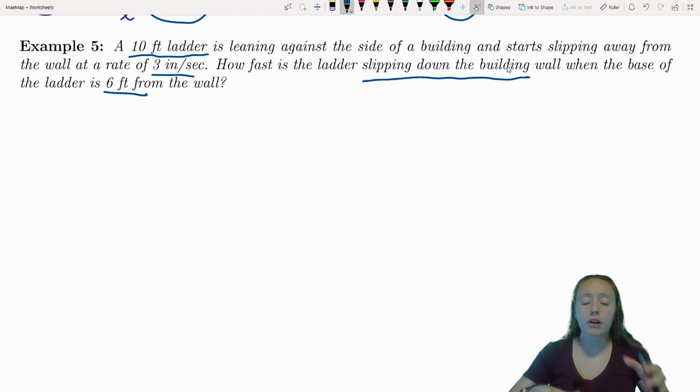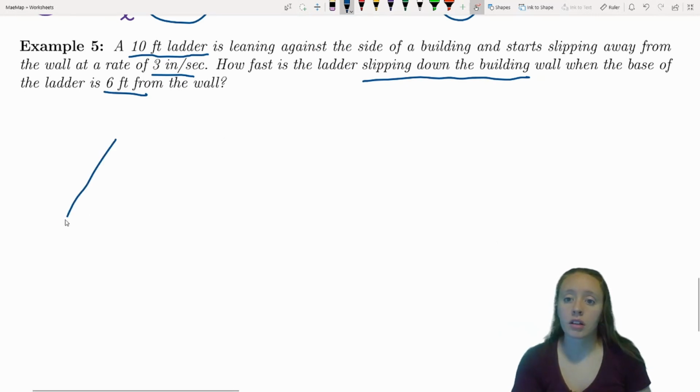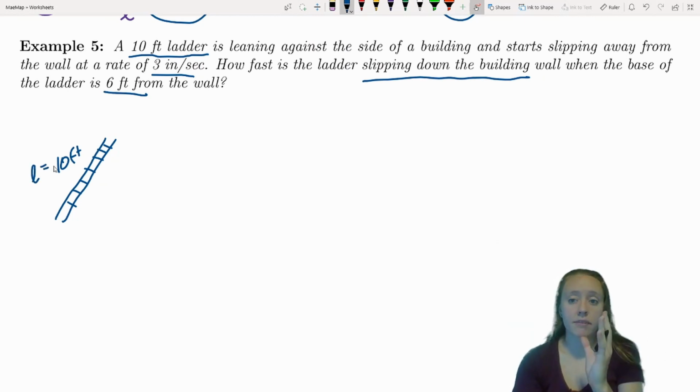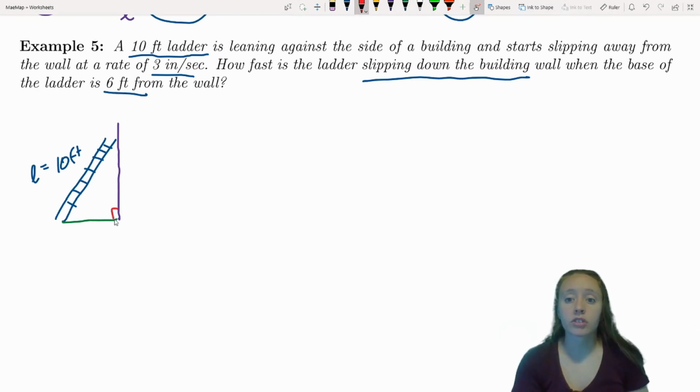Now this is a perfect time to draw a picture and label our knowns and what we're trying to solve for. So if I have some ladder and it's leaning against the wall, I know that the length of the ladder is 10 feet. So I'm just going to call this side L. L is equal to 10 feet. Now it's leaning up against some building and it's resting on the ground. You can see that this is going to make a right triangle. And they also tell me that the base of the ladder is going to be 6 feet from the wall, so I'm going to say that B is equal to 6 feet.